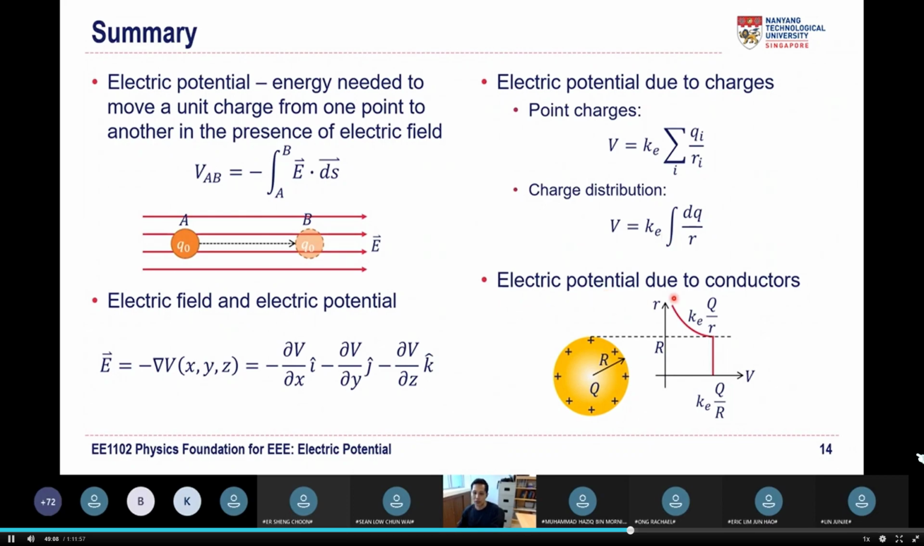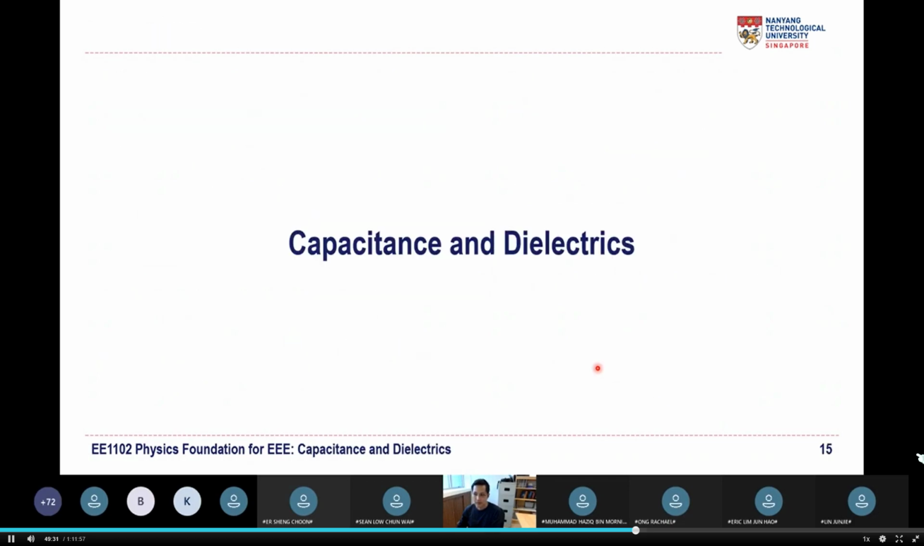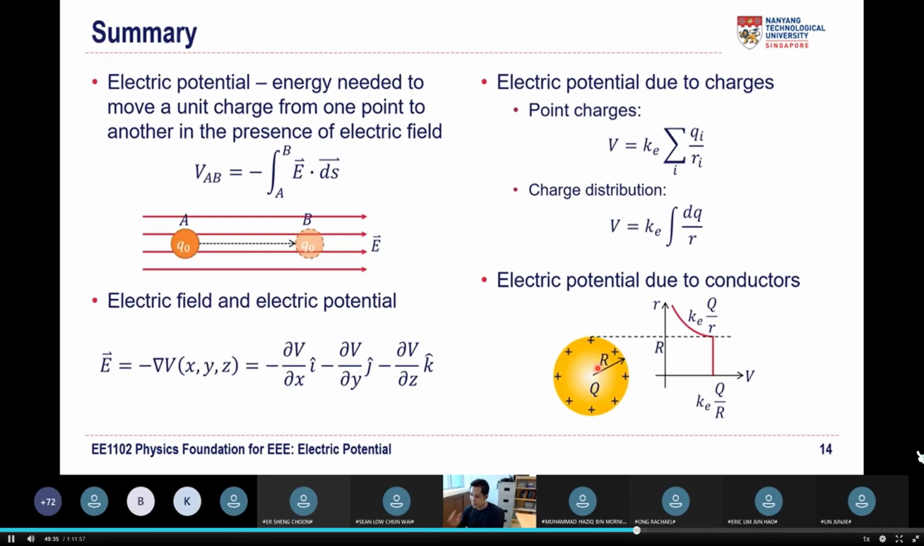And electric potential in a conductor is going to be the same everywhere, and it is given by this equation. Ke times Q over R, where Q is the charge in the conductor itself, and R is going to be the radius of the conductor. Right. Any comments or questions?